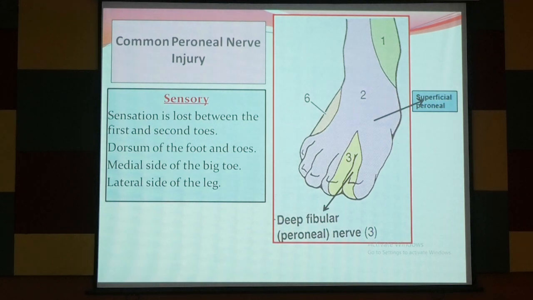Now common peroneal nerve injury, sensory. Sensation is lost between the first and the second toes, dorsum of the foot and toes, medial side of the big toe, lateral side of the leg. This is the lateral side of the leg. Deep fibular peroneal nerve.